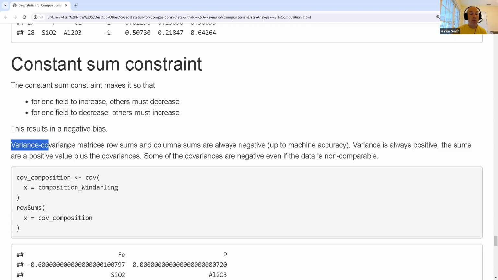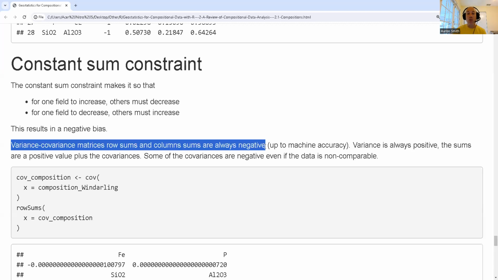Variance-covariance matrices will always row sum or column sum to negative values, up to machine accuracy. Variance is always positive, so we have a positive value plus all of the covariances, which adds up to a negative value, guaranteed. So this sets it up so that we're biased toward our covariances being negative no matter what. And some of the covariances are going to be negative even when the data is not comparable.